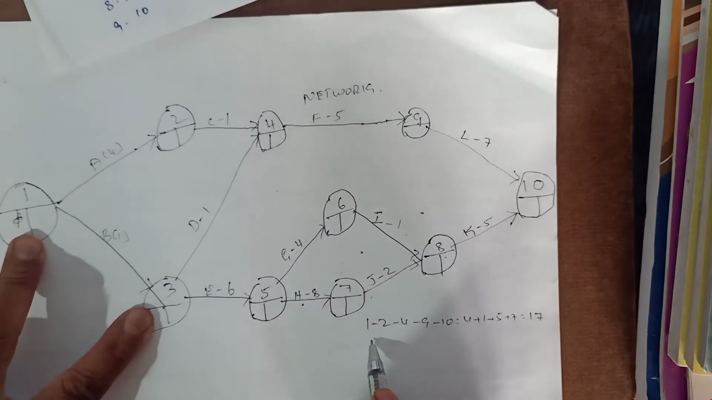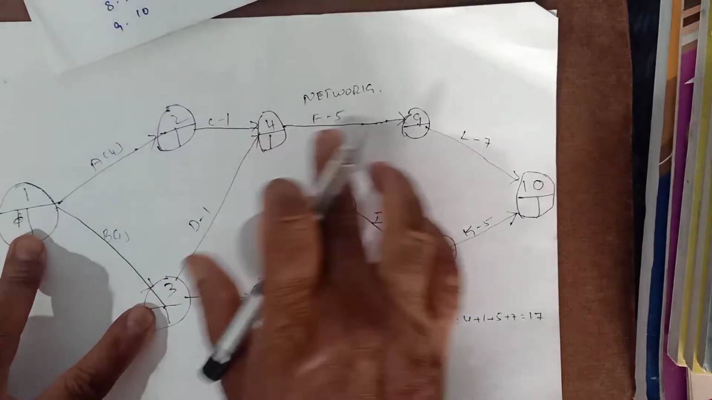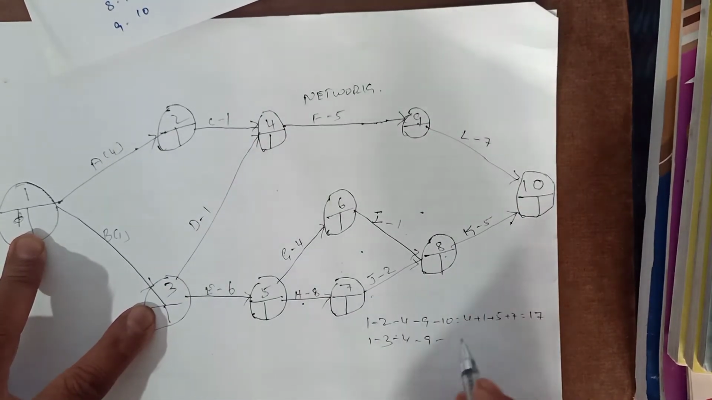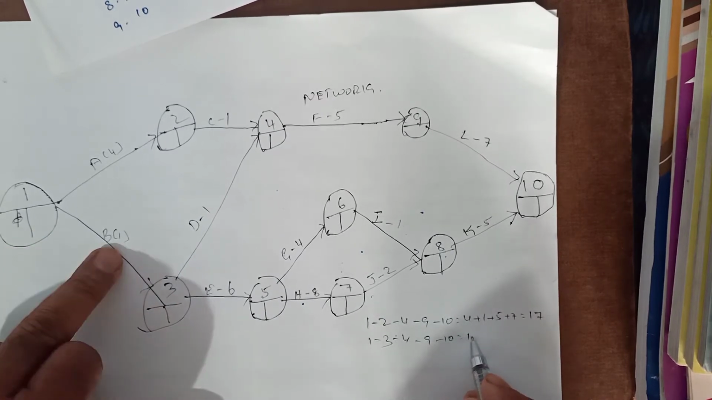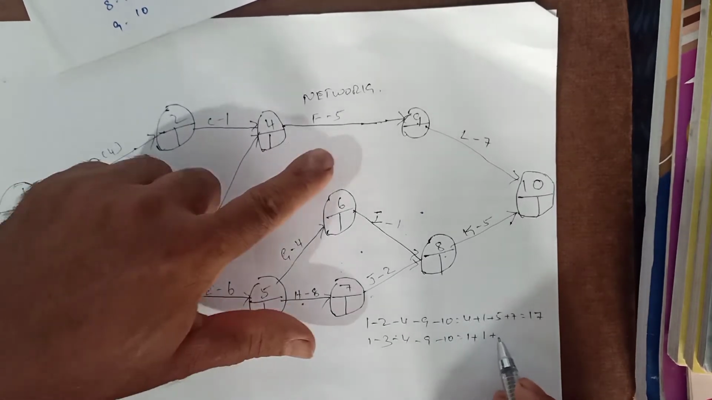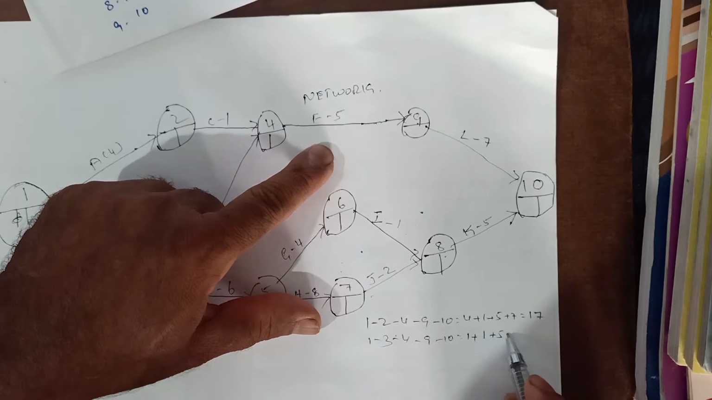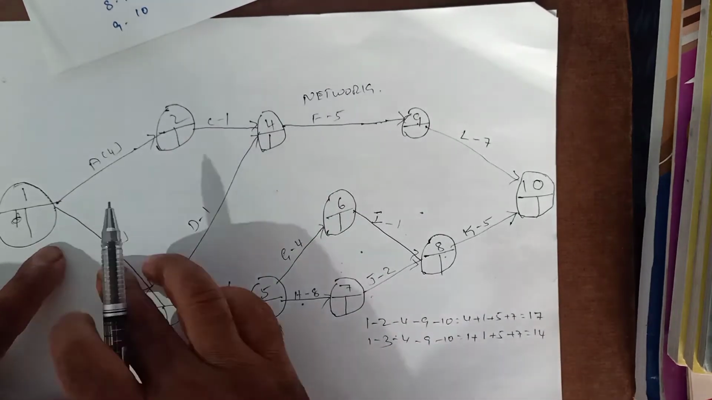That is 1 to 3, 3 to 4, 4 to 9, 9 to 10. The 1 to 3, what is the 1? See, this is 1, plus this is 5, plus 7, that equals 14. Then this route is over.